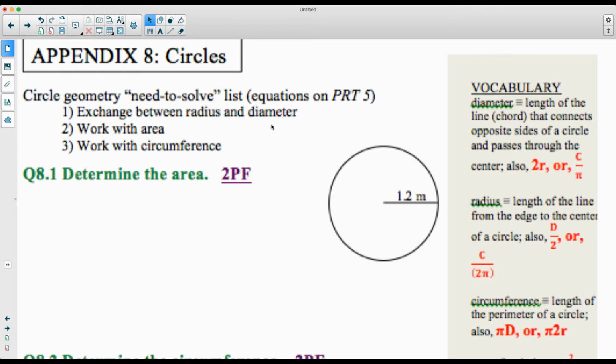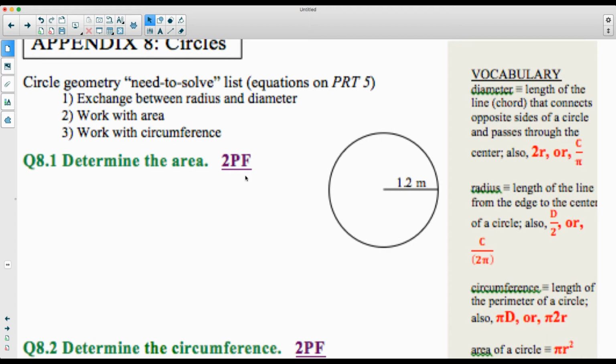Beware of radius and diameter, of course, they're not the same thing. Twice the radius is the diameter. What you see here is the radius, 1.2 meters. Diameter would be twice that, 2.4. Definitions over here. It's a little pixelated here. Sorry about that, but the hard copy you're looking at is good to go.